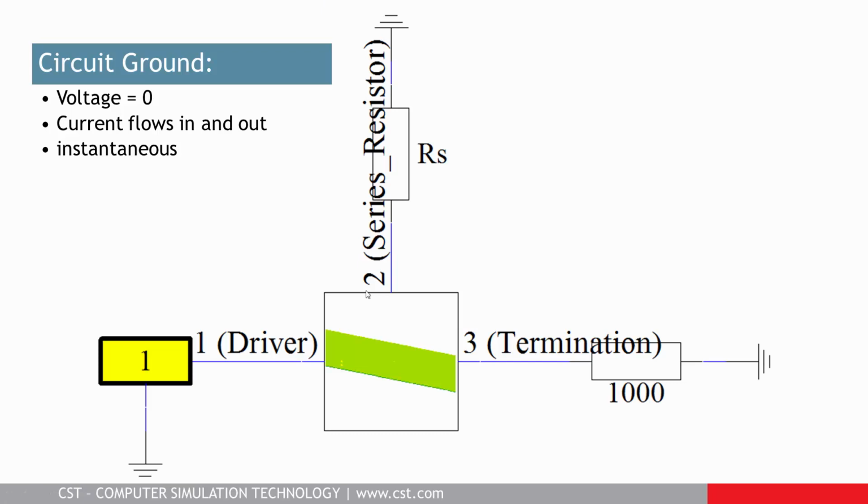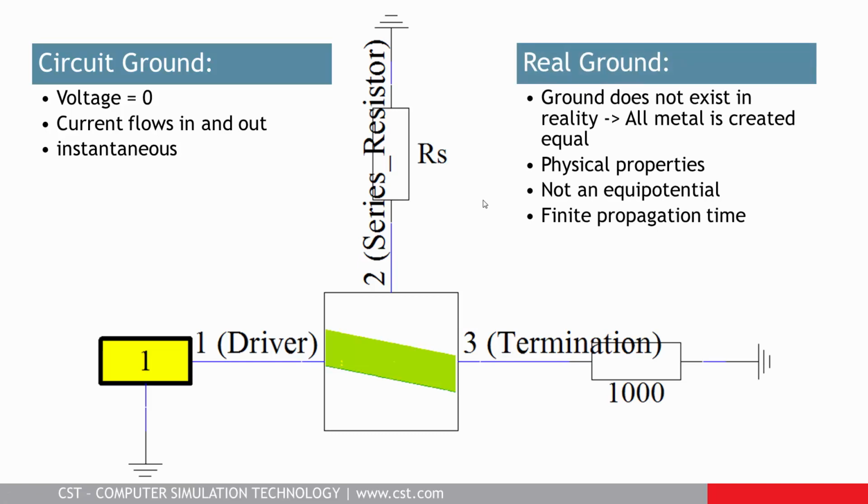The answer is that these grounds on the circuit are local grounds. They are used purely by the circuit schematic, because in reality there is no ground. A real structure does not have the property of ground. Ground is a concept that is used on the circuit, but it does not happen in reality. What happens in reality is that you have a certain conductor, in this case a very simple metallic plane, on which the return current will flow. But this conductor, of course, has physical properties.